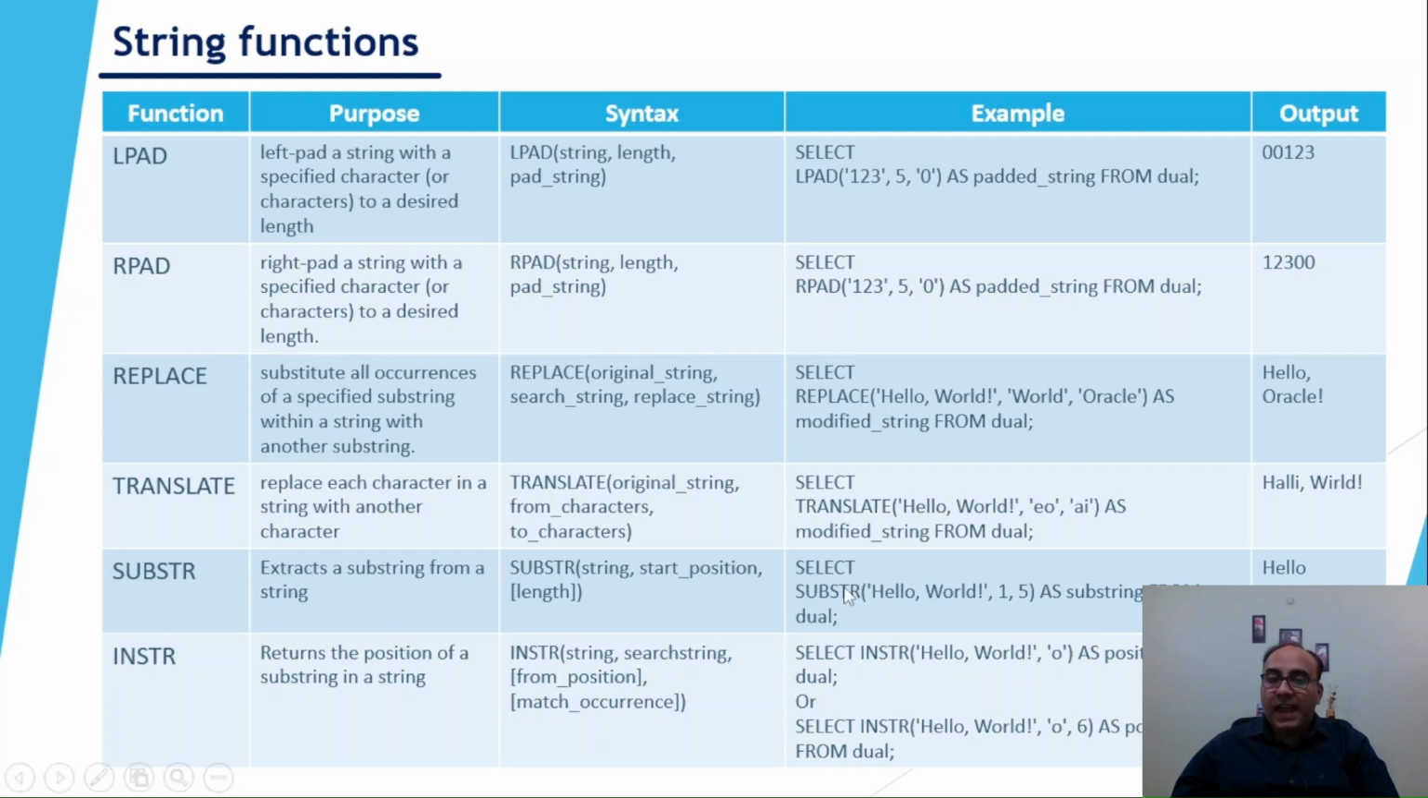Here H is at position 1. So from this position we are going to read 5 characters, which is basically hello. So the outcome is hello.